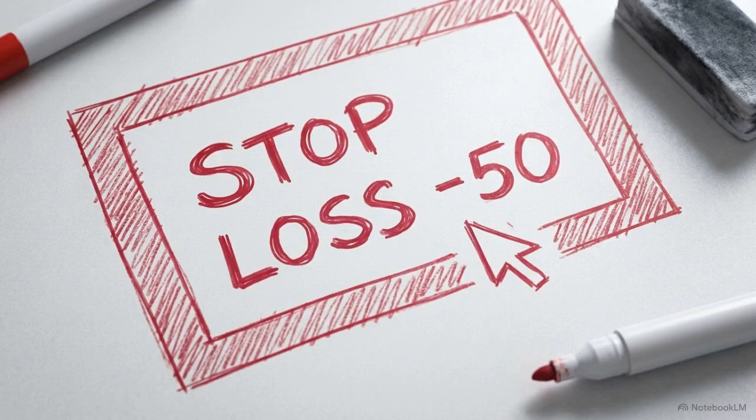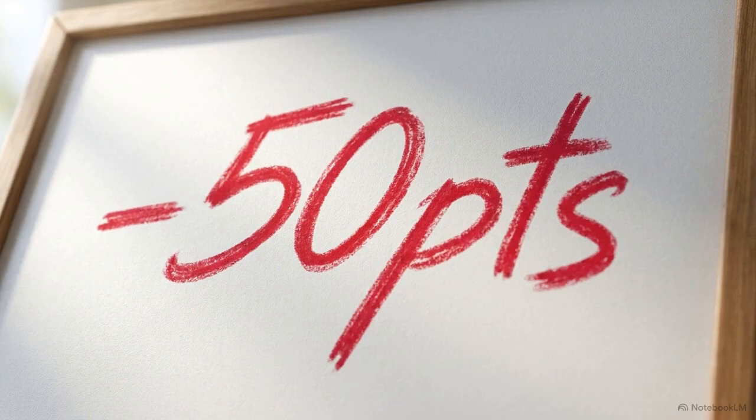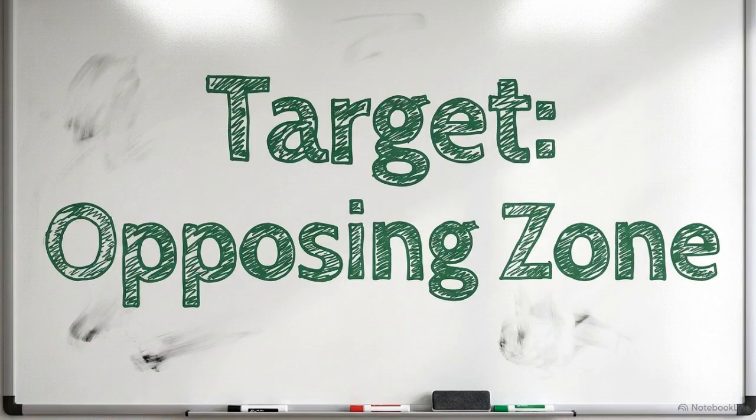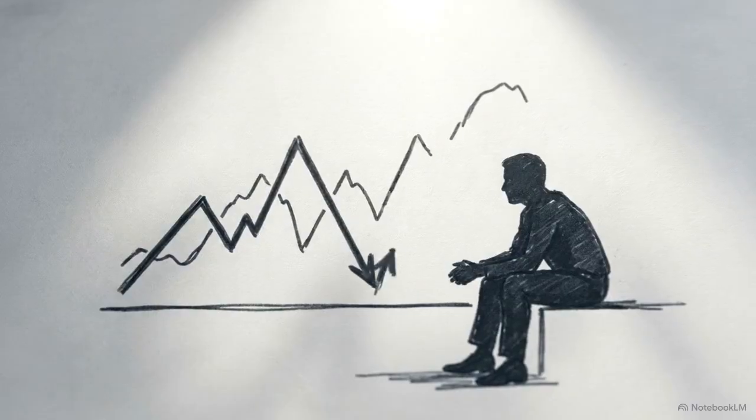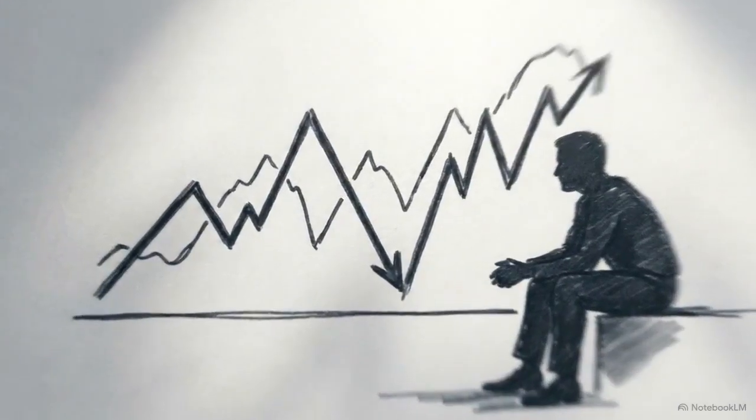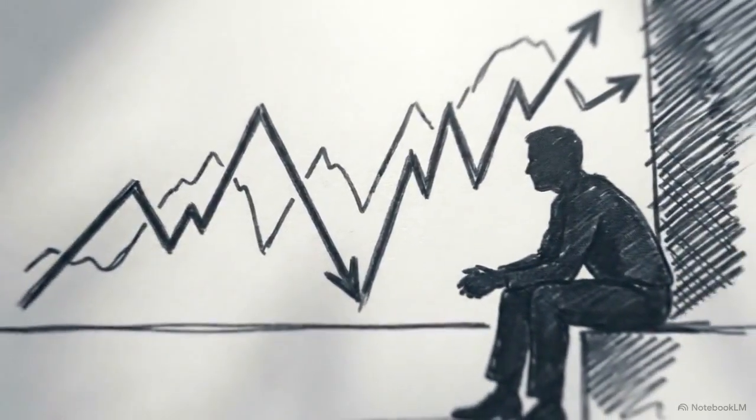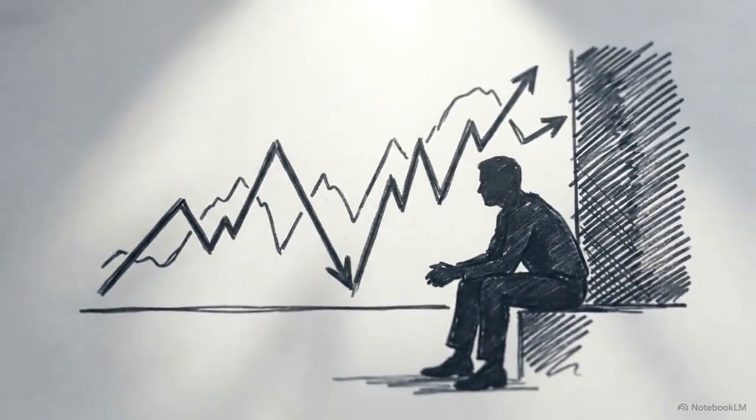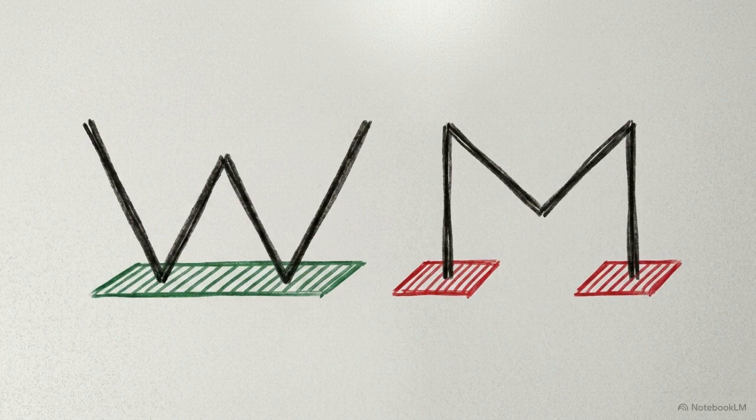Risk management for this setup is non-negotiable. Your stop loss must be placed exactly 50 points away from your entry. Your take-profit target is always the opposing previous high or low. By forcing yourself to wait for structural confirmation at the retest, the V pattern removes the emotion of chasing an unpredictable breakout. Our secondary setup operates on the same logic.